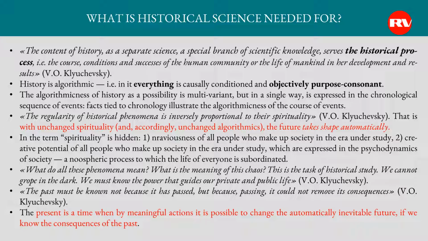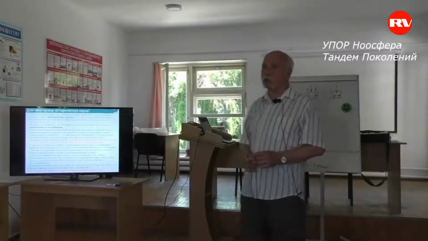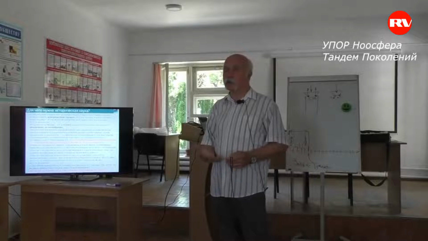And indeed, in the term spirituality, which was used by Ключевский in those days, the nraviousness of the people comprising the era, the creative potential of all of them, are hidden. And as a result, Ключевский asks the question, what do all these phenomena mean? What meaning is there in this chaos? This is the task of historical study. We cannot grope in the dark. We must know the power that guides our private and public life. That is, Ключевский posed the question of how the objective laws, to which the life of people is subordinate, are manifested in history.